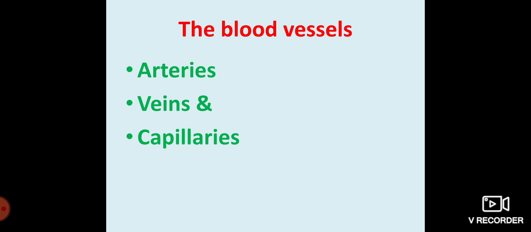Blood vessels are the long tubular structures which carry blood to different parts of the body. There are 3 types of blood vessels. They are arteries, veins, and capillaries. We can discuss one by one in detail. First is artery.